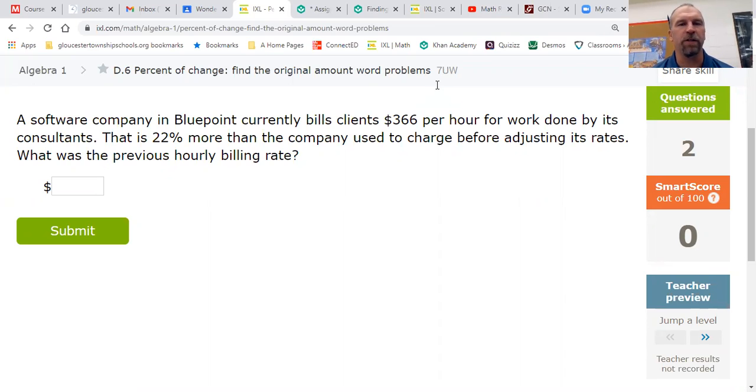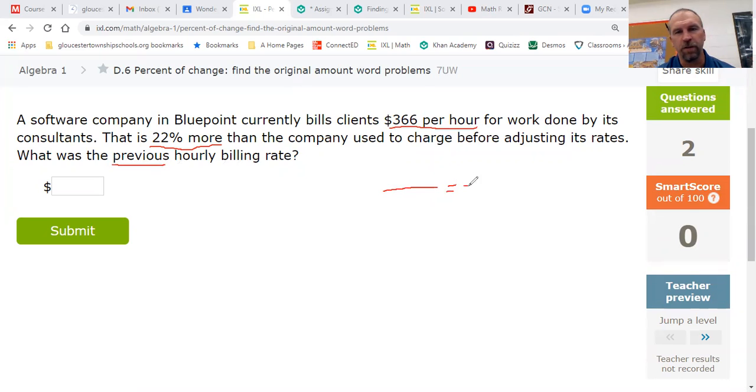A software company, Blueprint, currently bills clients $366 per hour for work done by its consultants. That's the current bill, that's the new. That is 22% more than the company used to charge before adjusting its rates. So 22% more, that's an increase, right? And this is the new value. They want to know what the previous hourly billing rate was. So you don't know the original, what you know is the new, and what you know is the percent that it was increased. So let's use the proportion first.